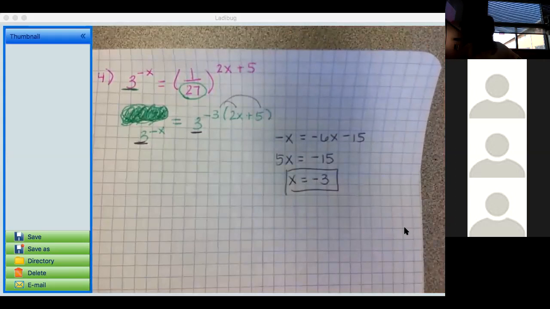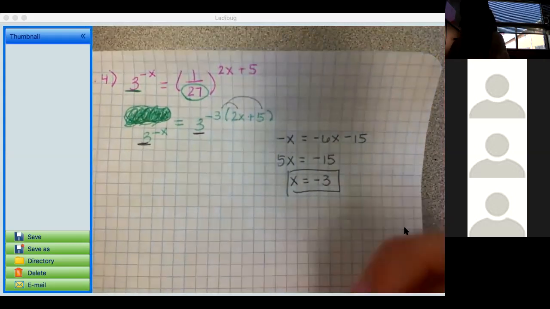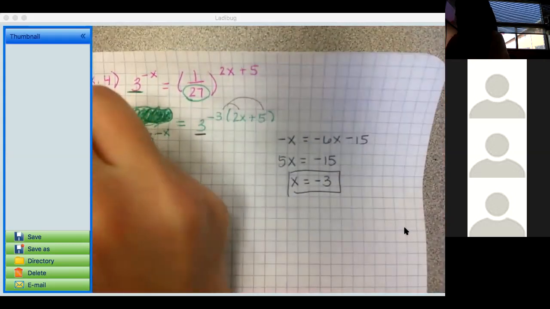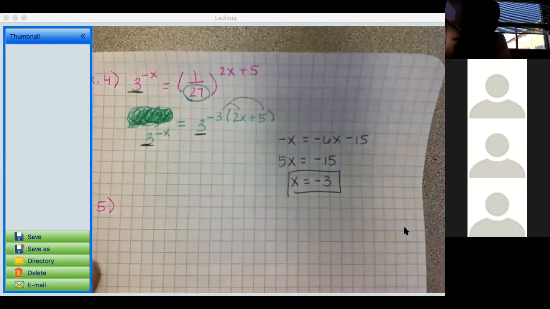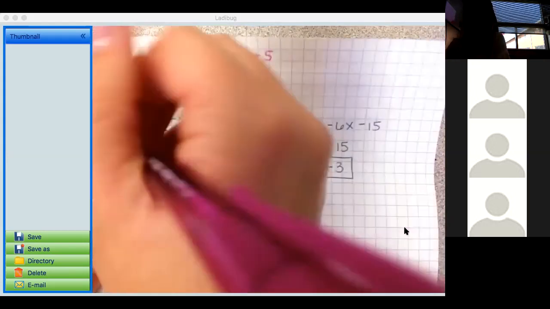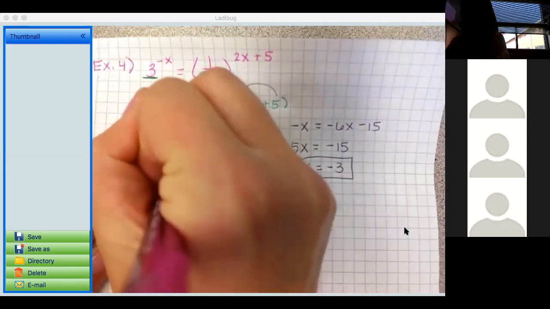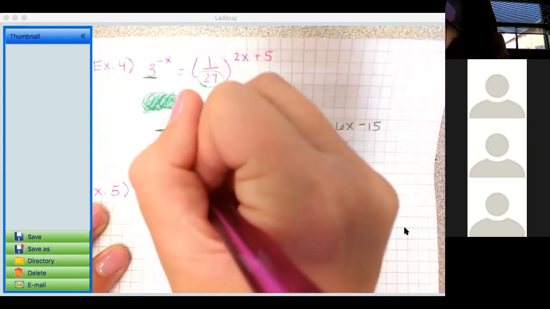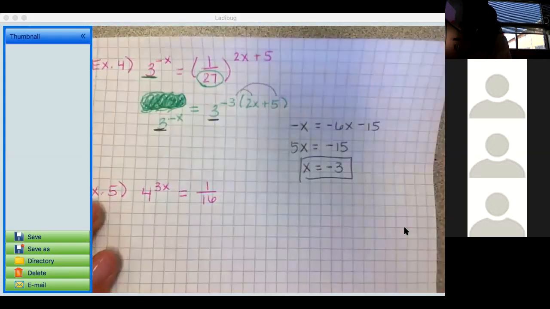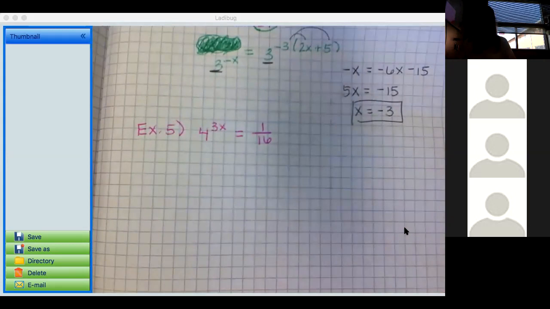Can we do one more? Yeah, I feel like y'all probably need to practice one more. And I'm going to let y'all try it. So you guys try this one. And then we'll be done.